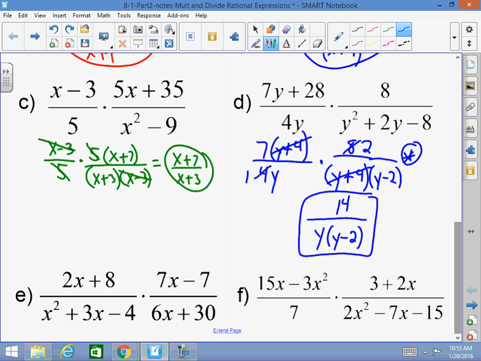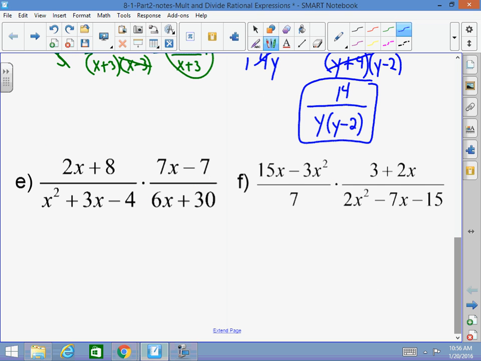Okay. I'm going to skip E because I'm running out of time, but I like to do F because there's a little Cuban method here. So let me give you a refresher on the Cuban method here.